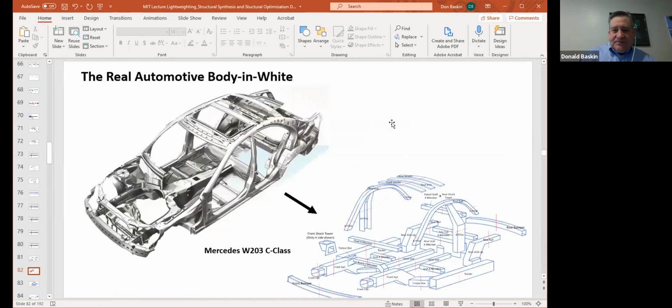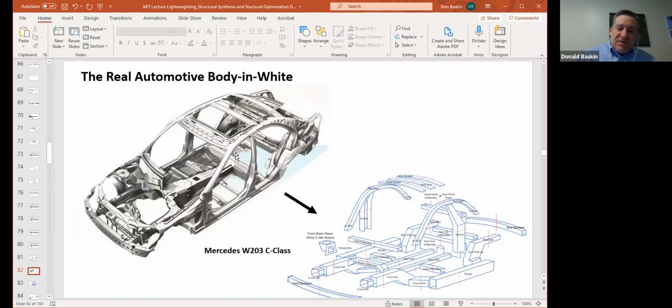Okay, we've talked about bicycles, which is, I think, a pretty simple structure. Now we're going to ramp up a little bit more in complexity, and we're going to talk about body structures of cars. So here is a body structure for an early to mid 2000s Mercedes C-Class. I just happen to have this picture here because I pulled it out of a book I have. This is out of a book that was published by Mercedes long ago.